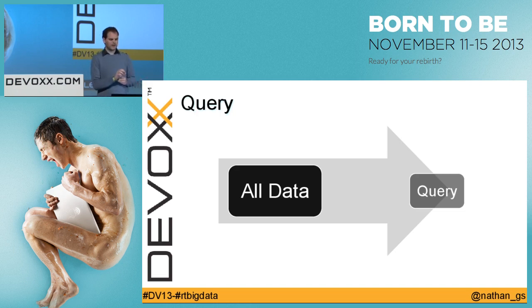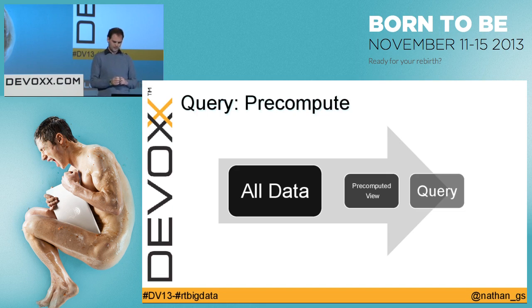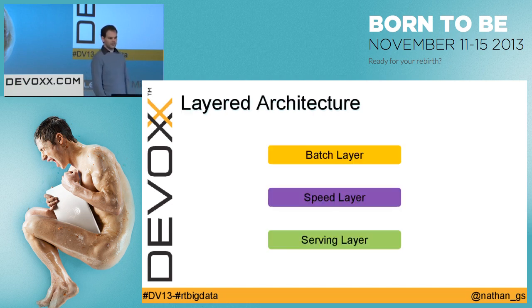So we're probably going to pre-compute our views, especially if you have lots of events. Let's say we have millions or billions of events, or terabytes or petabytes of data. We're not going to be able to answer a query in real time, not even with something like Drill or Impala. So what I'm proposing is a layered architecture with a batch layer, a speed layer, and a serving layer.